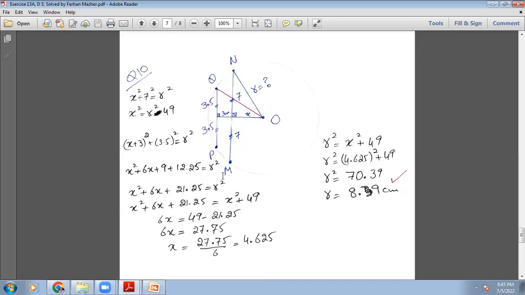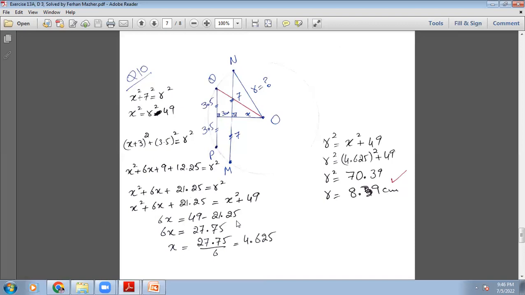So in the place of R square, I will put this value. R square is equal to X square plus 49. In the place of R square, I substituted that value which came from this equation. So now you can see the whole equation is in a single variable. X square and X square will be gone. 6X will be equal to 49 minus 21.25.